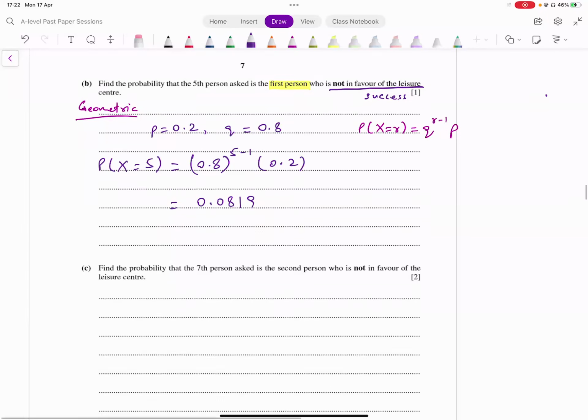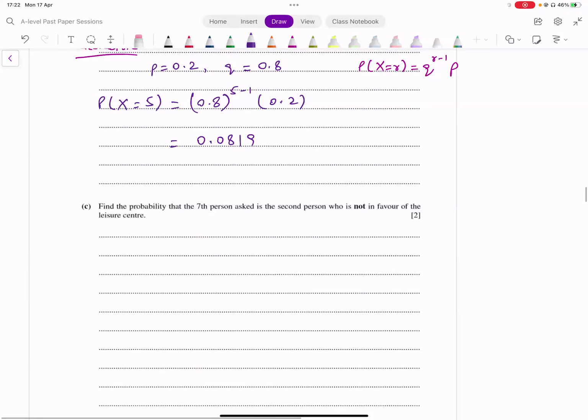Let's have a look at the third part. And the third part, it says, find the probability that the 7th person asked is the second person who is not in favor of the leisure center. Okay. Again, we are talking about not being in favor of the leisure center. इसकी probability कितनी है? ये तो 0.2 ही है, not being in favor of the leisure center. लेकिन उसने कहा 7th person is the second person. Now think about it. सबसे पहले तो ये binomial या geometric हो सकता है.